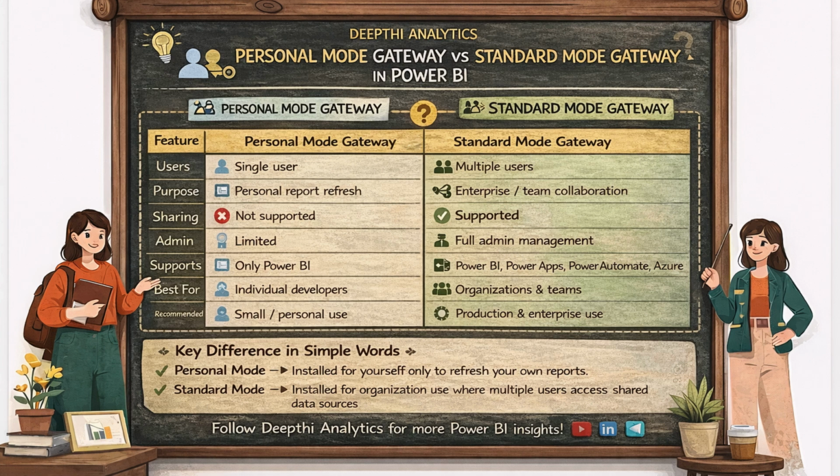It supports multiple users, allows sharing across teams, and integrates with Power BI, Power Apps, Power Automate, and other Microsoft services. In terms of management, Personal Mode has limited configuration, but Standard Mode provides full admin control, user access management, and enterprise-level security. So remember, Personal Mode is best for individual developers or personal use. Standard Mode is recommended for production and enterprise environments.